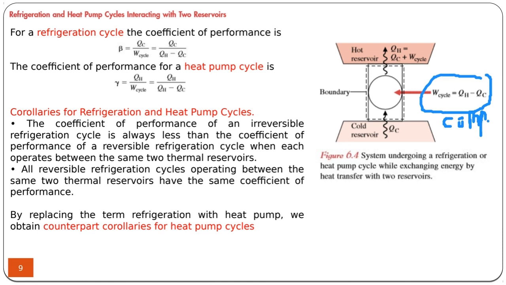So in the case of a refrigerator, we have two types of using modes of a refrigerator or air conditioner, it doesn't make any difference. We have two types of coefficient of performance.